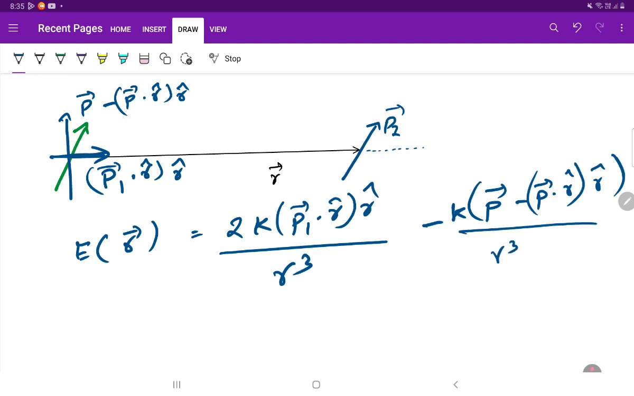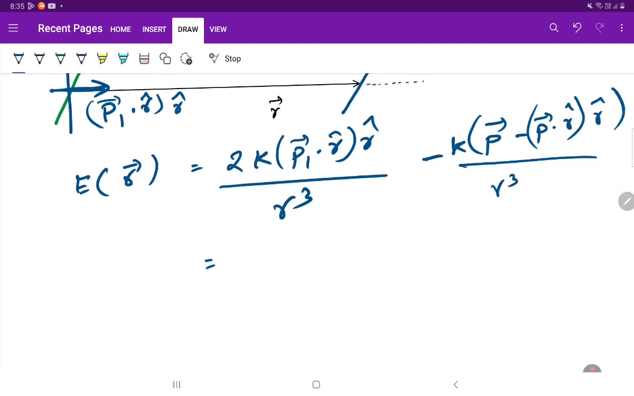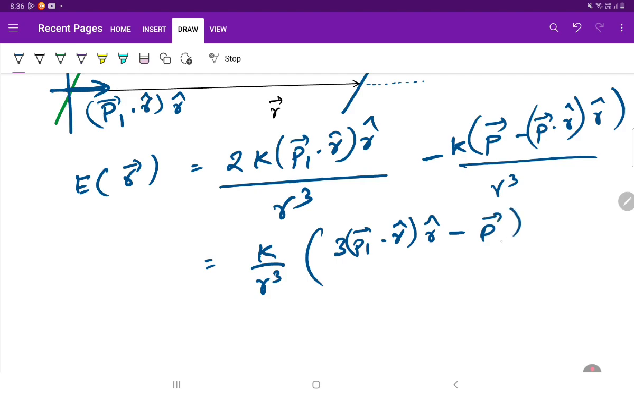upon r cube. Hence, if I write the expression, I'll get the answer to be k by r cube into 3 p1 vector dot r cap minus p1 vector. Sorry, it's p1 vector rather. So this is the electric field due to this dipole at a distance r vector.